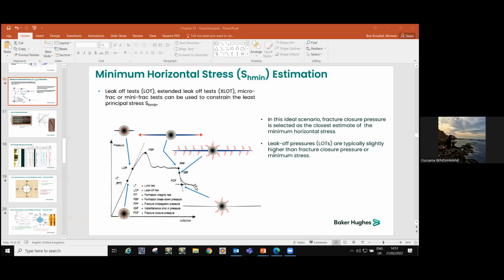Another question, from Rabia Smida, I'm sorry if I mispronounced your name: what are the application limits in the unconventional reservoirs? Yes, in the unconventional reservoirs.